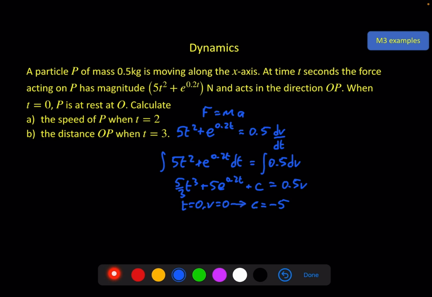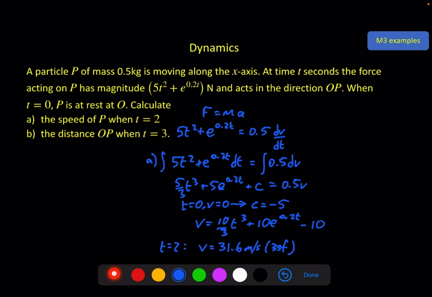So if I put that in and I rearrange to make v the subject, we get 10 over 3 t cubed plus 10e to the 0.2t minus 10. Now I can find the speed of P when t equals 2 just by substituting in a 2 here. And that gives me the decimal answer, 31.6 meters per second to 3 significant figures. So that is part A.